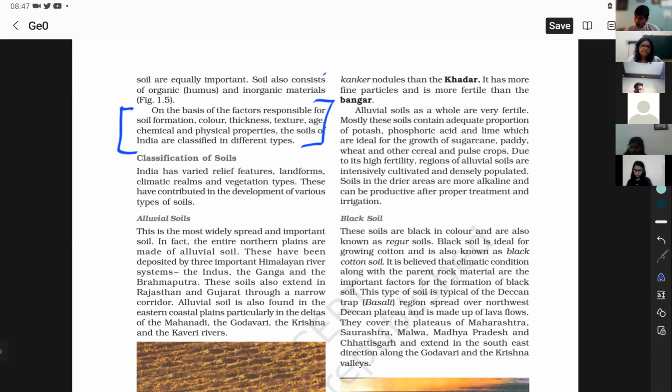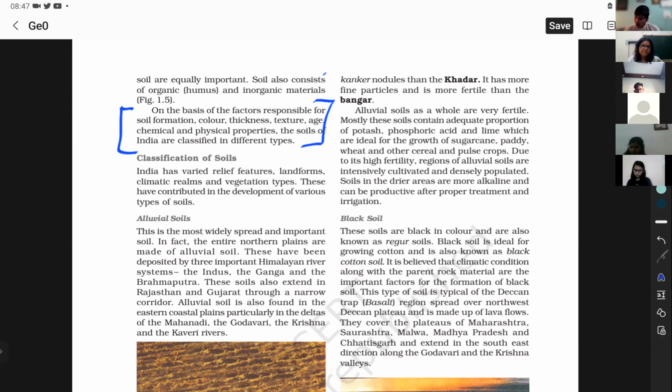Can we have Ashish Yadav reading? Ashish Yadav, are you there? Yes, ma'am, I'm here. Please read, beta. Classification of soil. India has varied relief features, landforms, climate reliefs, and vegetation types. These have contributed to the development of various types of soil.